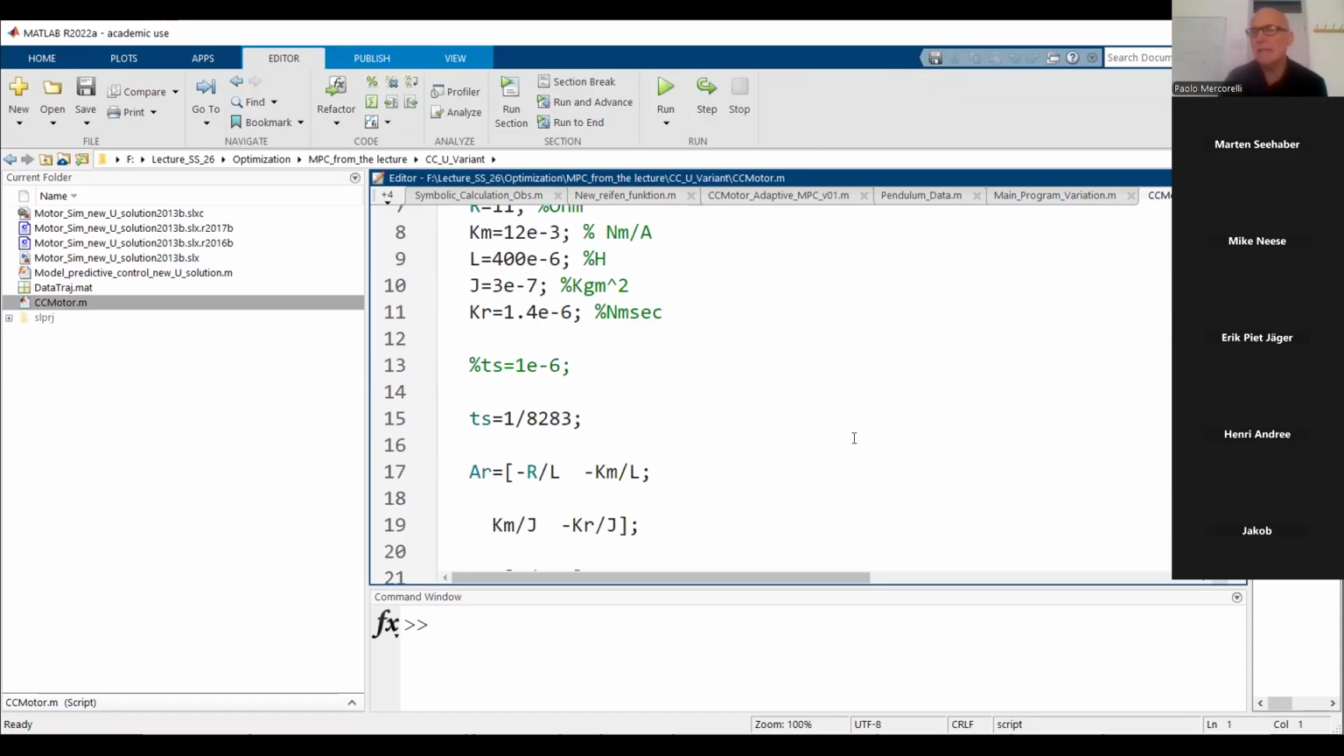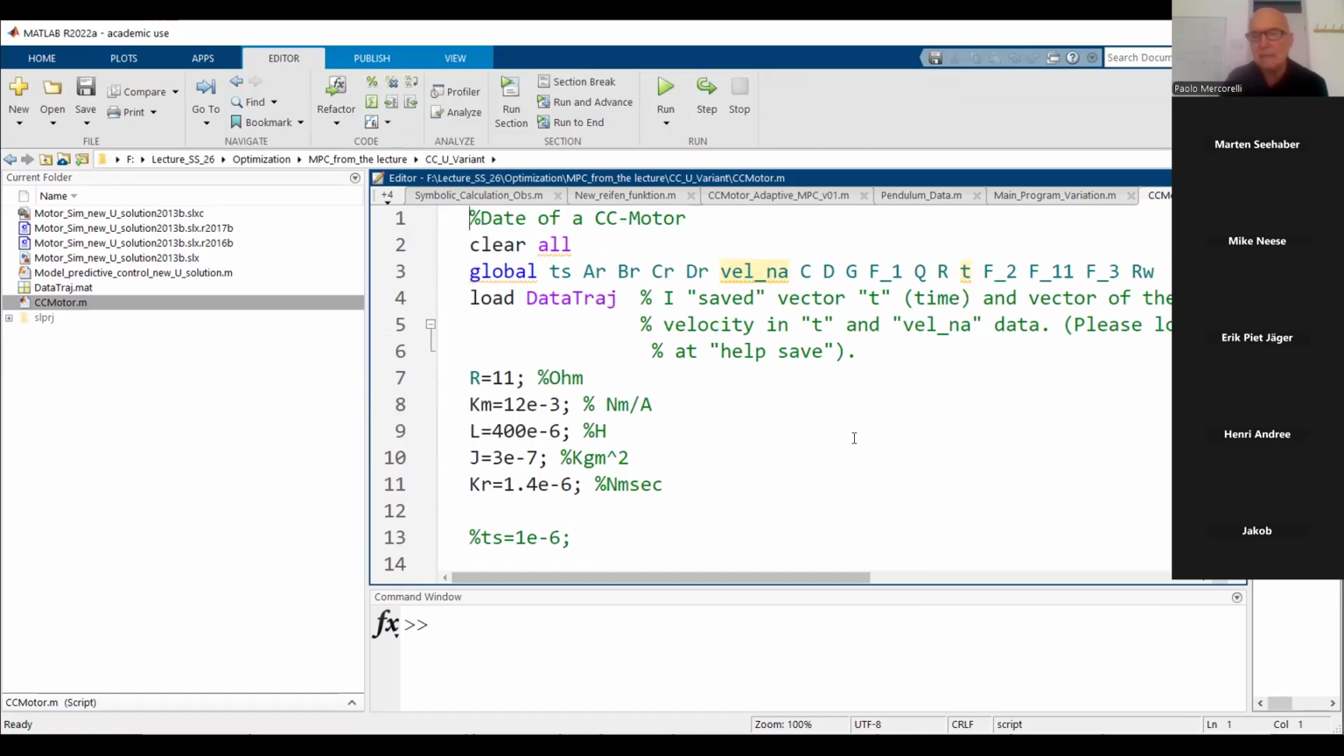Here we can see the data of a real motor. Data of a DC motor, a very small motor, for which we can see the resistance, 11 ohm. Km is basically the constant that characterizes the motor. Inductance we can see here. J is the inertia. Kr is the friction, which we can consider the friction of the axis of the motor, or in general, the mechanical losses.